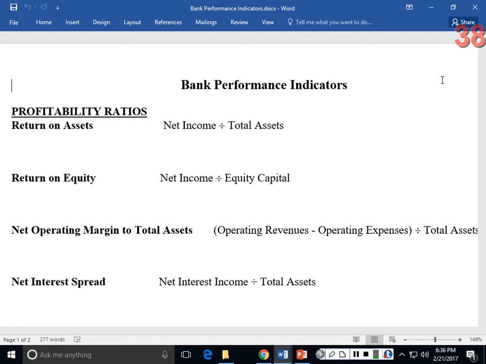Operating revenue is going to be interest income, this number, plus non-interest income, this number. So the 26,495 plus the 6,914. That's exactly right.